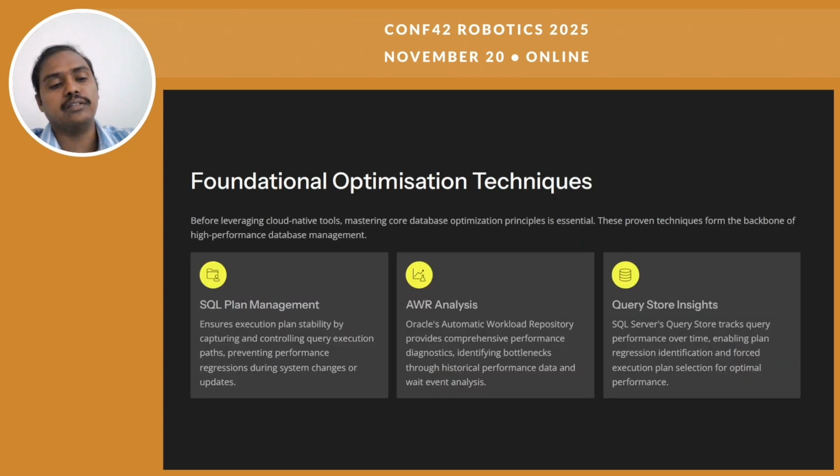Foundational optimization techniques. Before we dive into cloud native tools, it is important to understand core database optimization principles like SQL plan management, AWR analysis, and Query Store insights. These help maintain stability, diagnose bottlenecks, and track query performance over time.